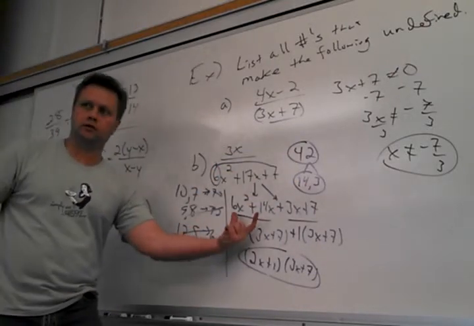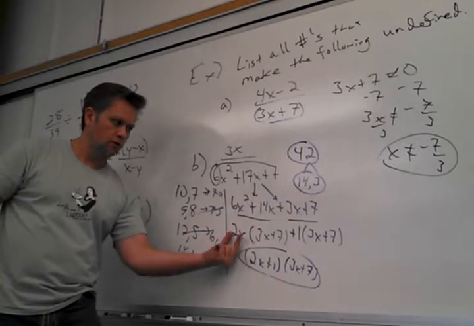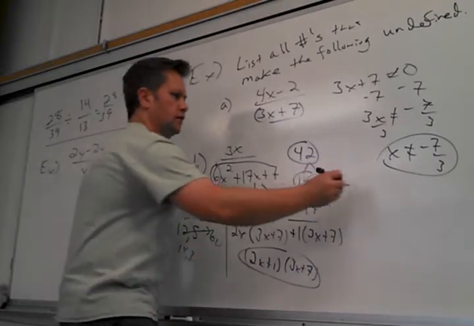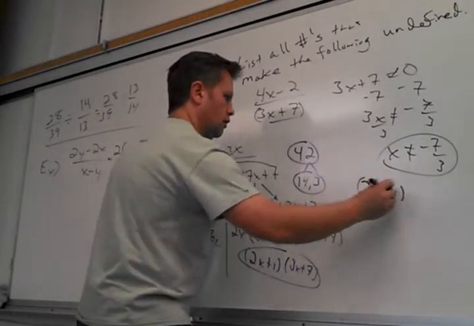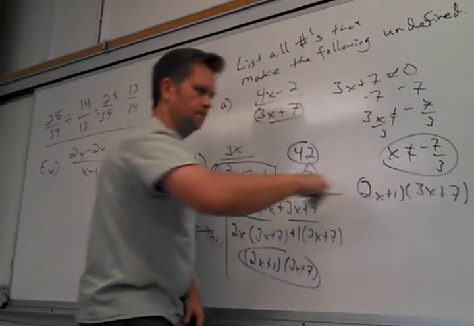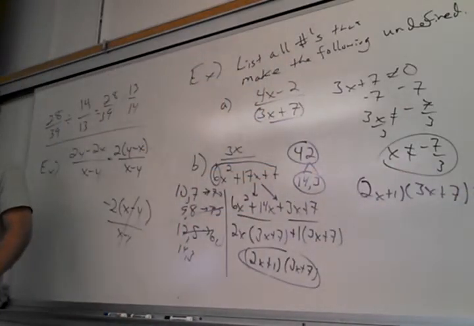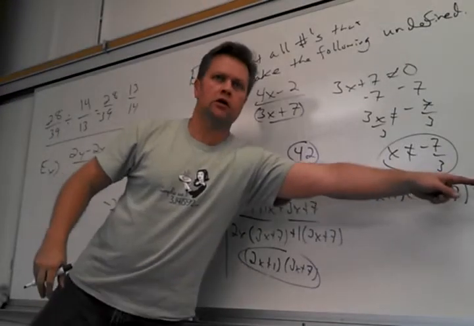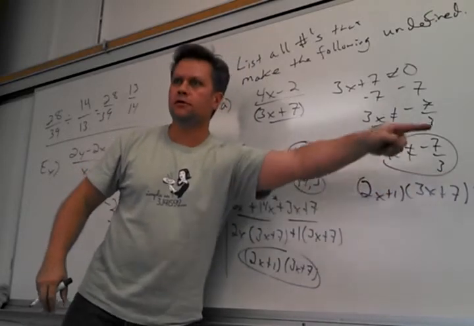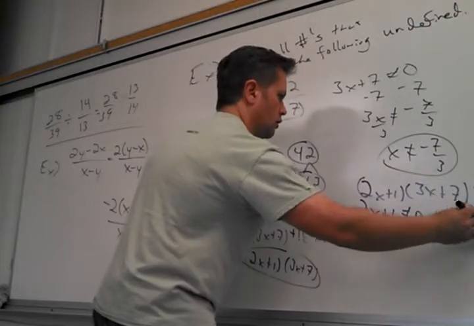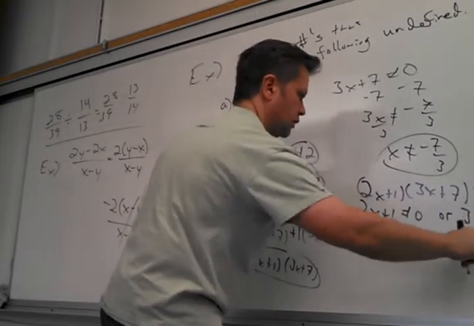So then you just group it. You see what comes out of the first 2? What comes out of the last 2? Just a 1. And now I take that and set it equal to 0. How do I solve that? The only way a product can be 0 is if one of these is 0. So you say 2x plus 1 can be 0, or 3x plus 7 can be 0. This one we already did.